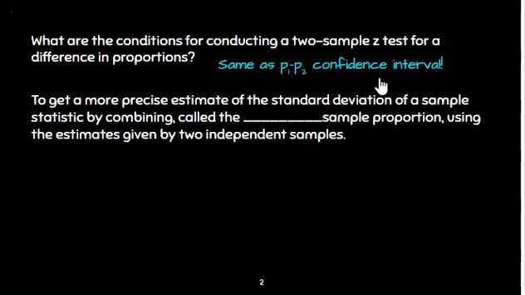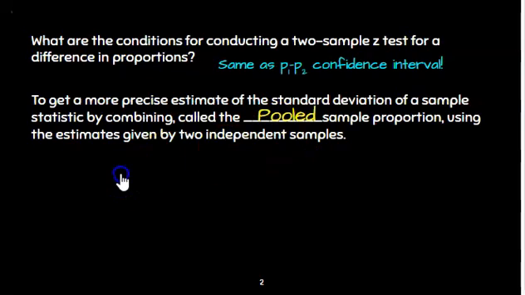That's good news. Now, to get a more precise estimate of the standard deviation of the sample statistic by combining, we call that the pooled sample proportion. And we use the estimates given by the two independent samples. This is unique to doing a hypothesis test. This is not something you do when you do a confidence interval. It's only when you're doing a hypothesis test with a null and alternative hypothesis.